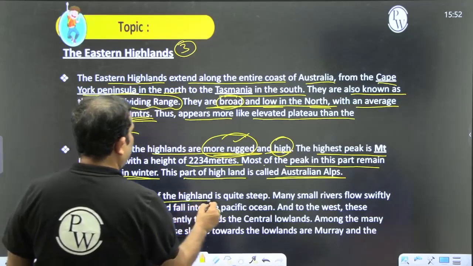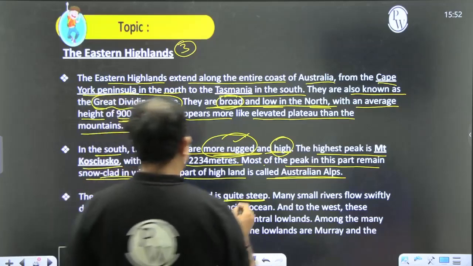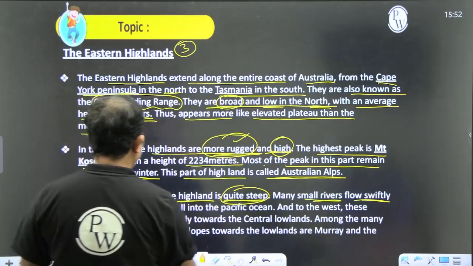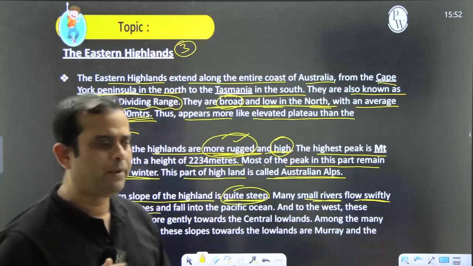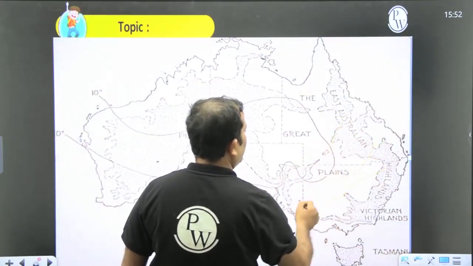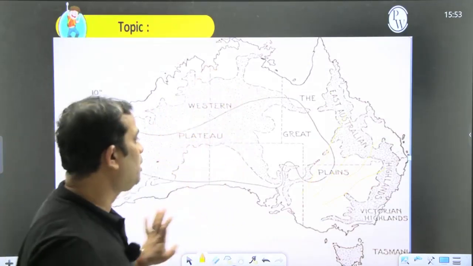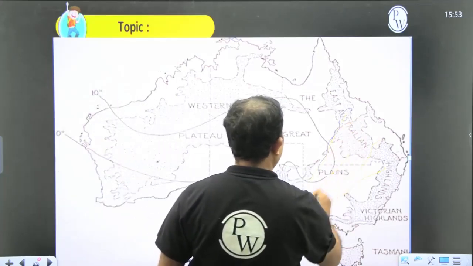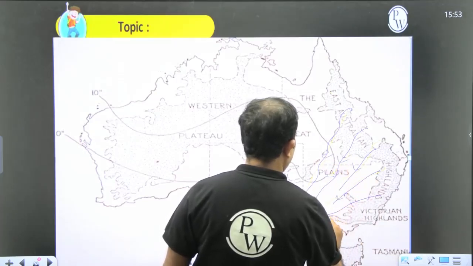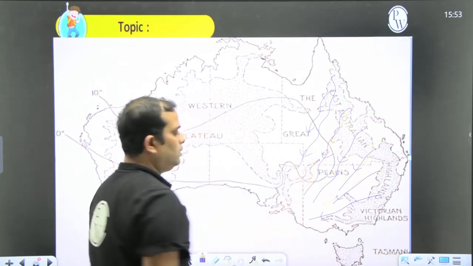The eastern slope of the highland is quite steep. Many small rivers flow swiftly down these slopes. Many of the rivers which emerge in Australia emerge from this eastern highland. This is very important to know. Many of the rivers generate from this eastern highland. This is a very important point.